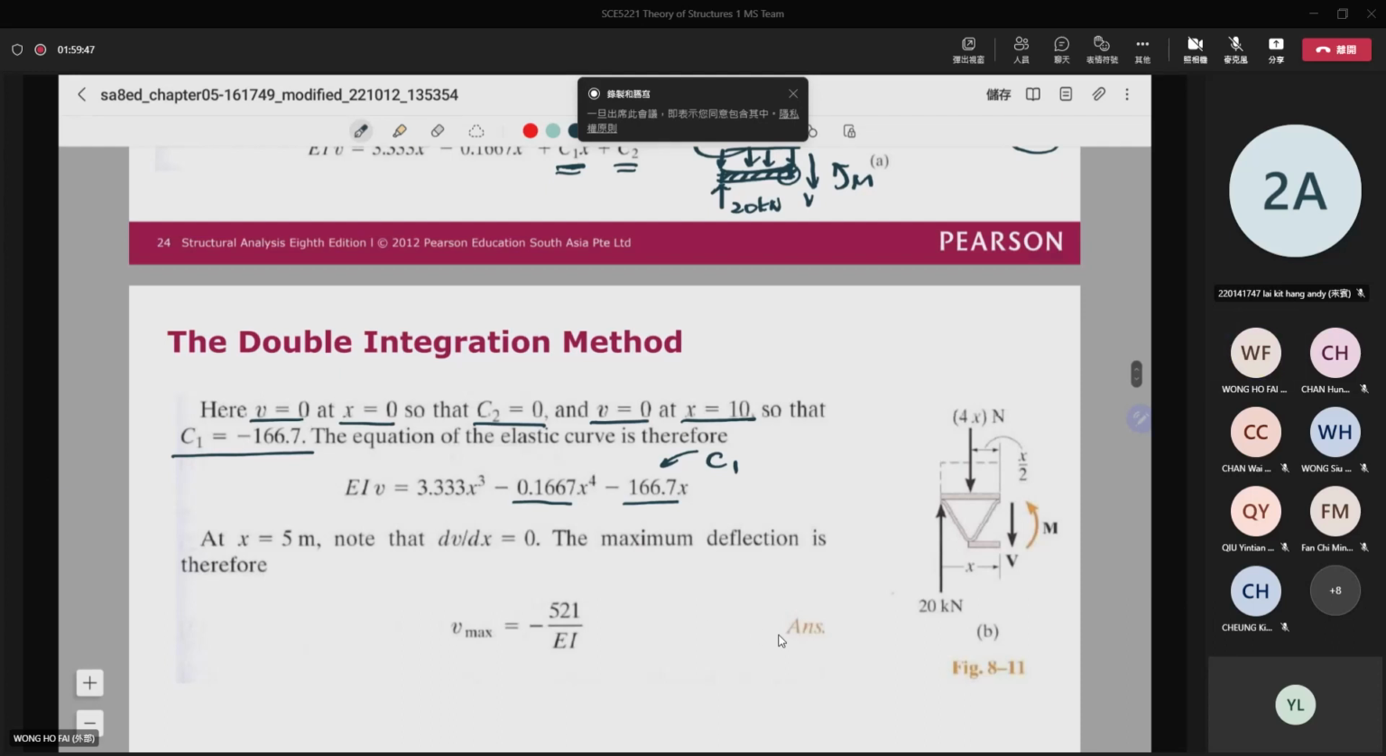Okay. And then for here, you know that the maximum deflection must be in the center. So you will put x is equal to 5, and then you can find the maximum deflection equal to negative 521 over EI. Okay.